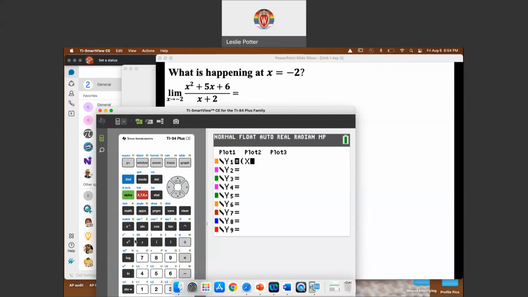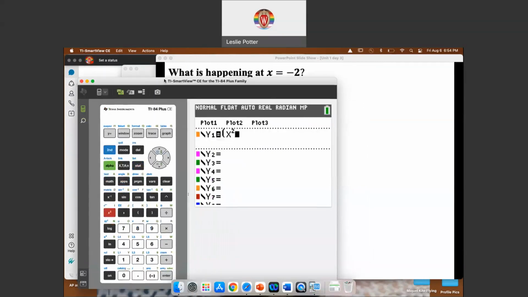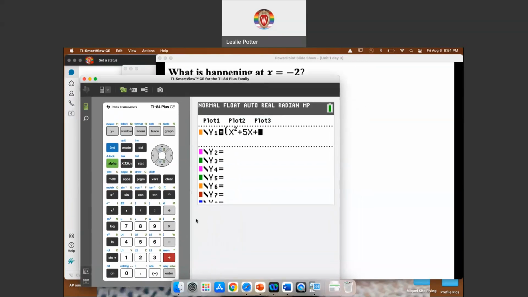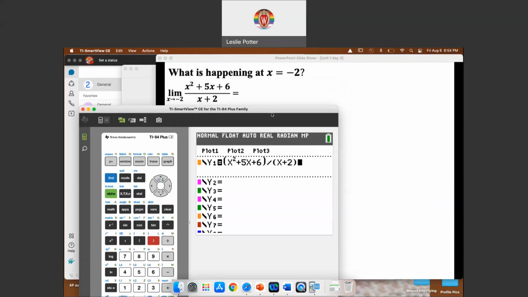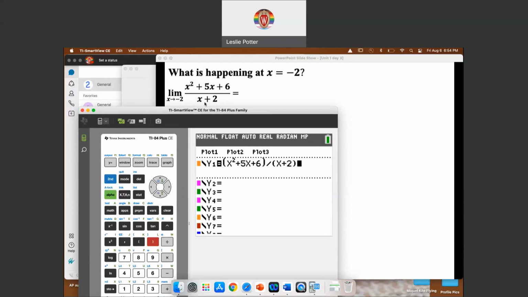So x squared plus 5x plus 6. That's all grouped in the top. Now I can hit my divide, and I can group in the bottom, because we have to divide by that whole thing, x plus 2. So we're going to expect to see an asymptote at -2, right? This is the limit as x approaches -2. And if I put -2 here, I get 0. So we think we have a vertical asymptote, right? Because that's what we learned in previous classes.